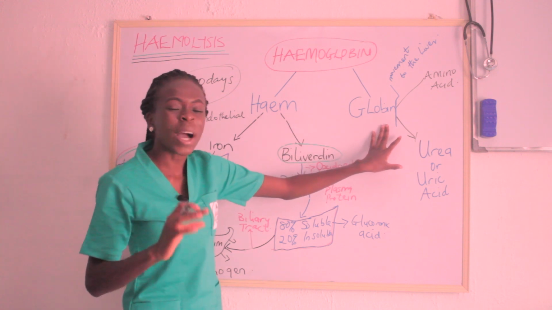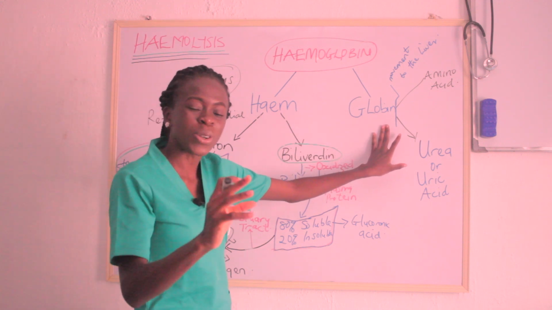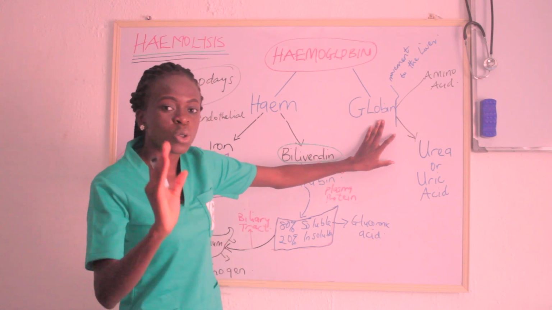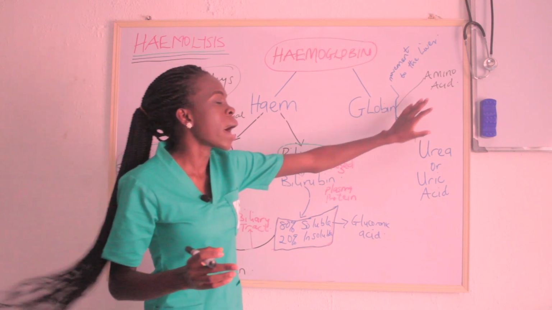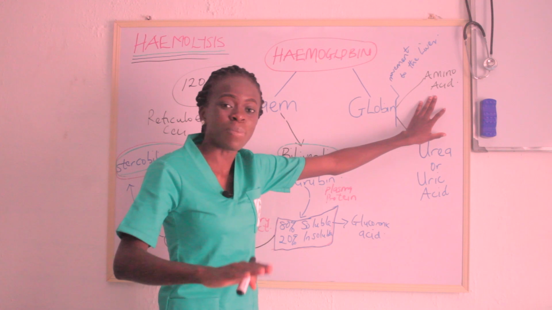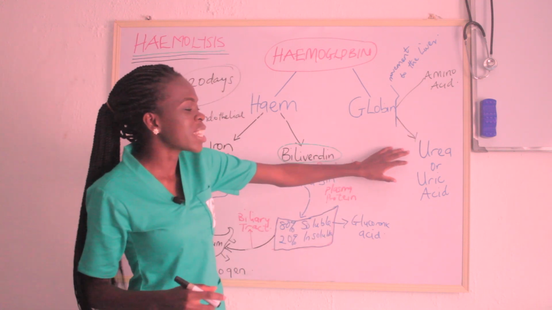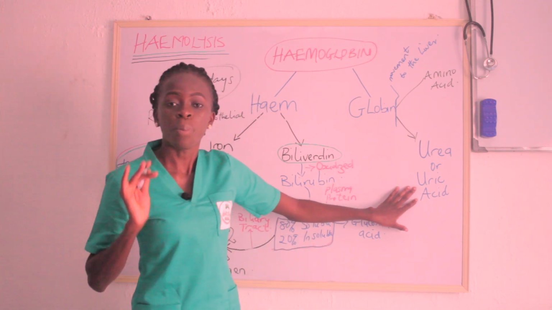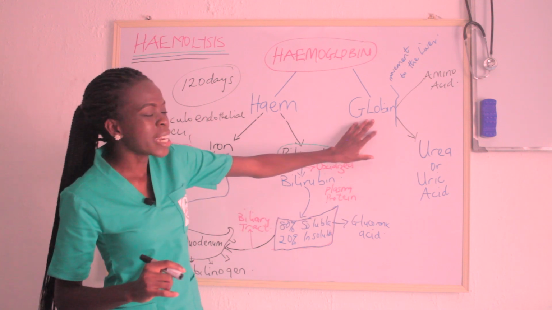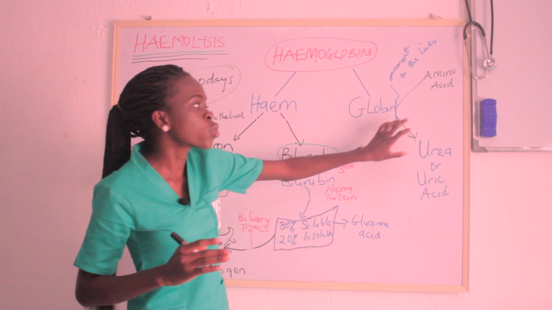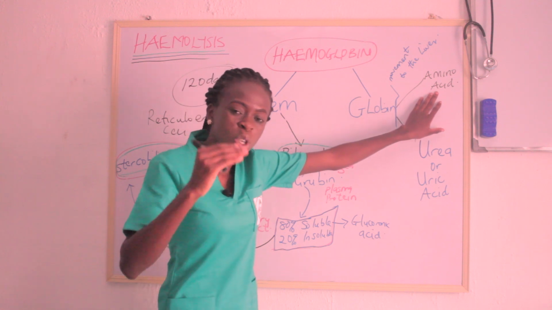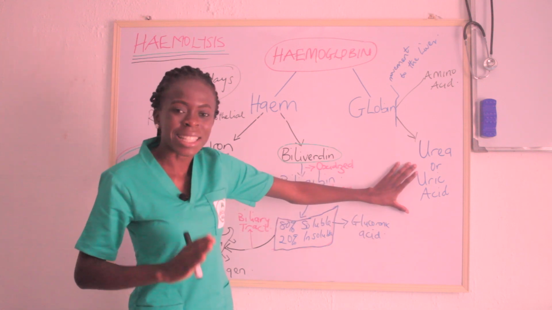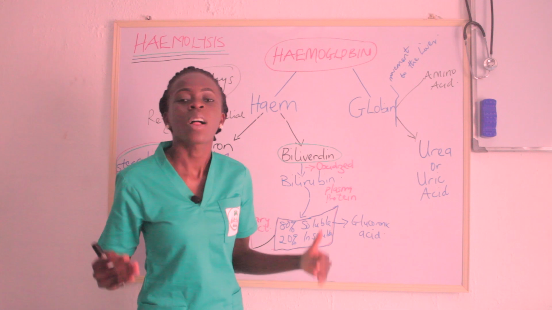The globin part is the one that has the protein. When you hear globin, what comes to your mind should be protein. What happens to the globin is that it breaks down in the liver. It could break down into amino acid, which is reused by the body, or it could break down into urea or uric acid, which are excreted out as waste products.